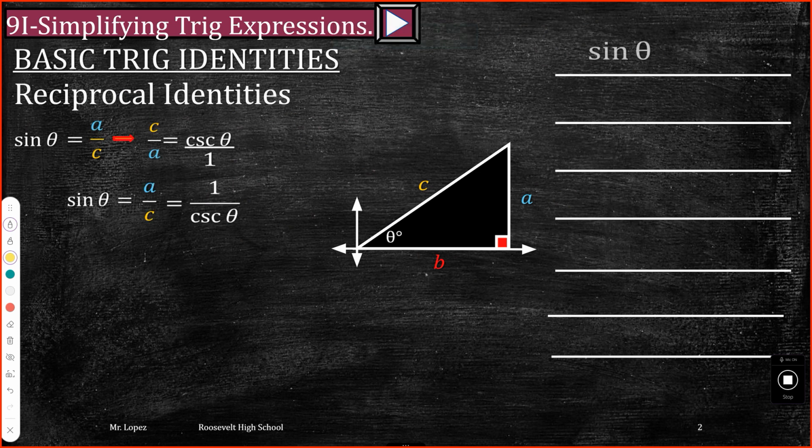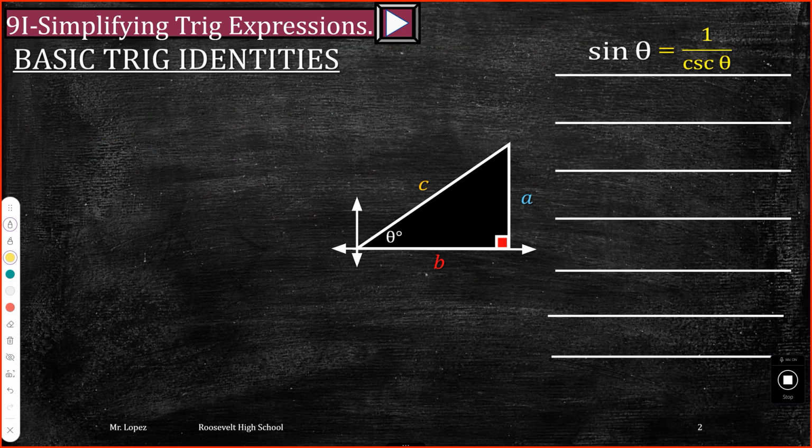So what you need to know for today, sine theta is 1 over cosecant theta, CSC theta. After everything, that's what it is. And so I'm going to figure out the rest of these basic trig identities. We're going to go over 8 of them. So the next one I'm going to go over is cosine theta. All right, cosine theta.